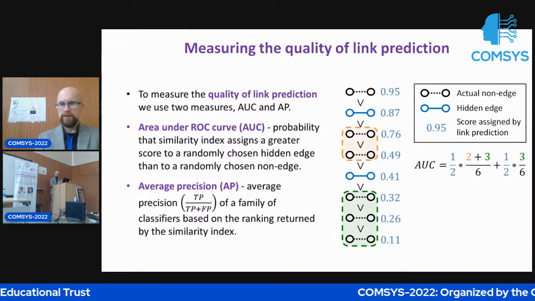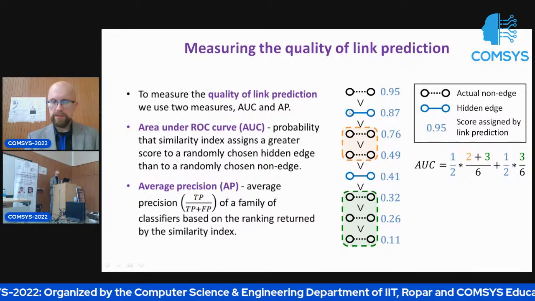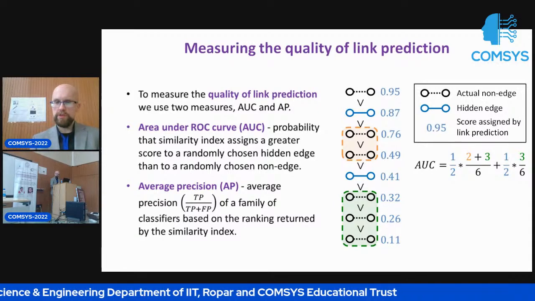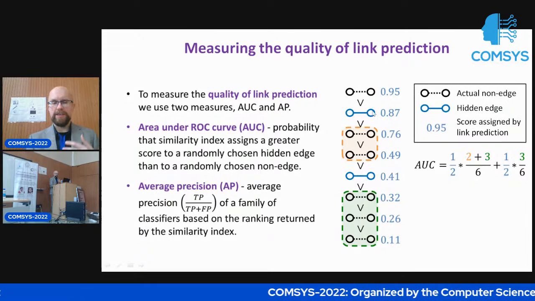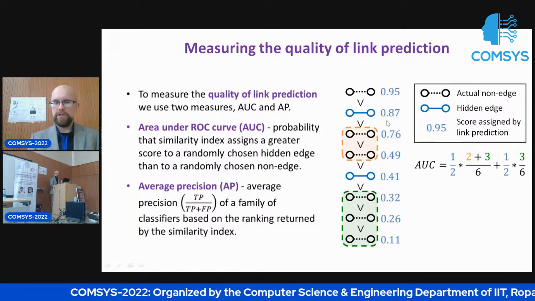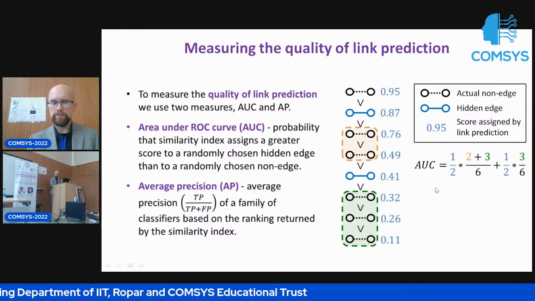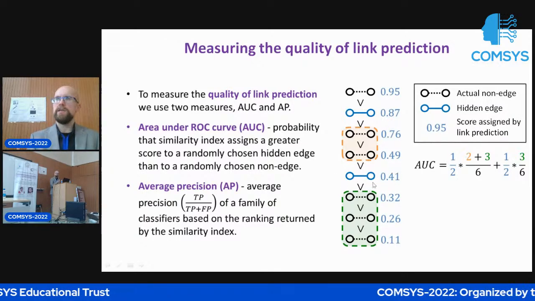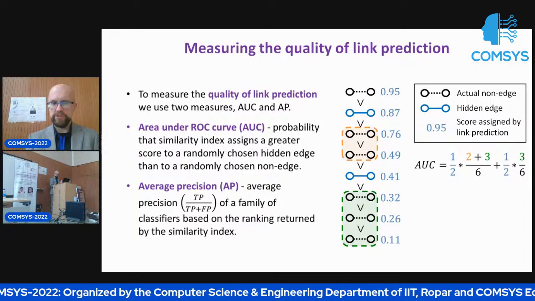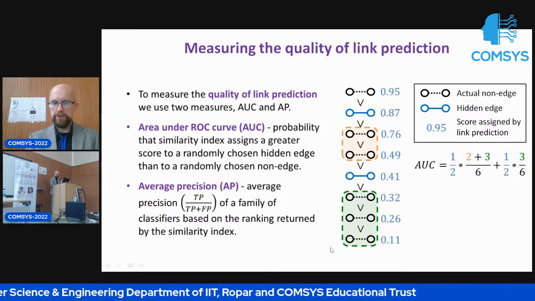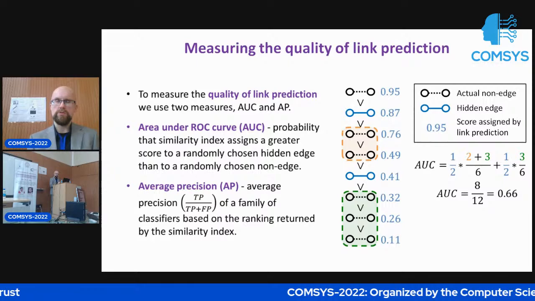So for example, in this particular ranking, first we randomly select one of the two hidden edges. These are those one halves. When we take a look at this hidden edge, the probability that the algorithm will assign a greater score to it than to a randomly chosen non-edge is 5/6, right? Because there are five non-edges below it in the ranking and only one above. And when we take a look at this other hidden edge, the probability that a randomly picked non-edge will have a smaller position in this ranking is 1/2, right? Because three of the non-edges are below it in the ranking. So the AUC for this particular ranking is 0.66.